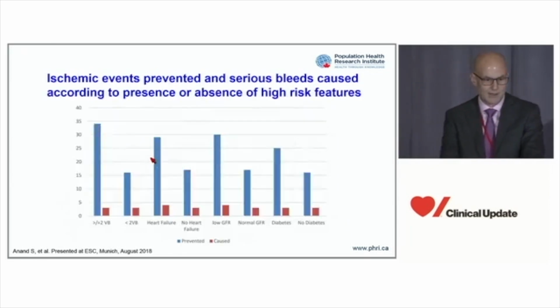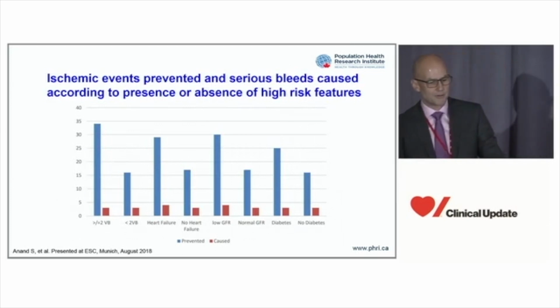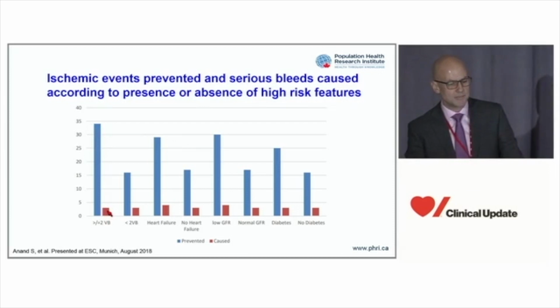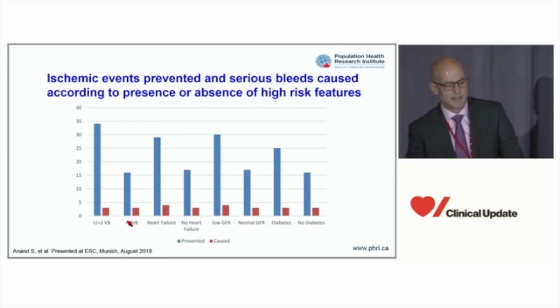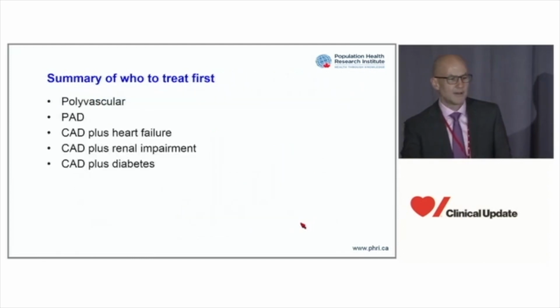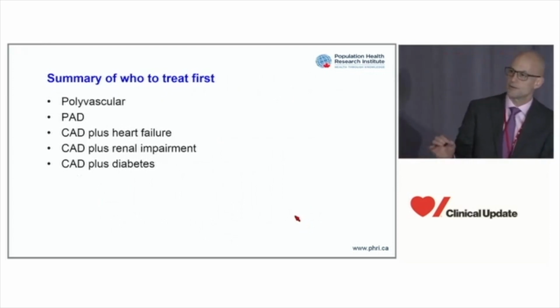To put this together, well, before I put it all together, this illustrates the absolute benefits in terms of major adverse cardiovascular events prevented per 1,000 patients, and the absolute risk increase in terms of serious bleeds for those with at least 2 vascular beds, for those with 1 vascular bed, for those with heart failure, without heart failure, renal disease, no chronic kidney disease, diabetes, no diabetes. The simple summary is as follows.